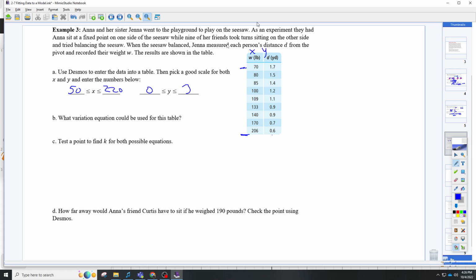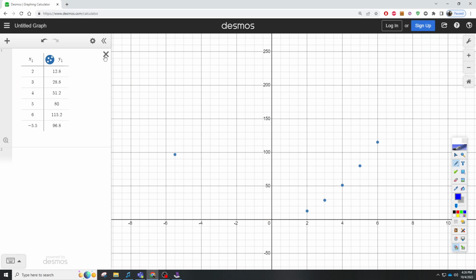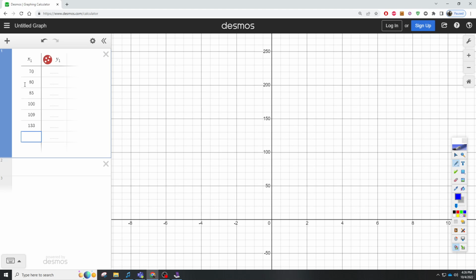So let's go ahead and plot the points. So delete these. Okay. 70, 80, 85, 100, 109, 133, 170, 206.